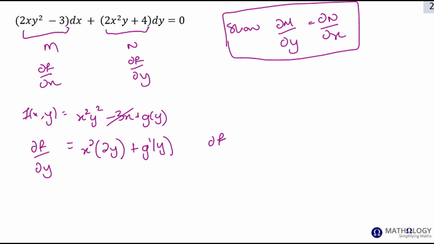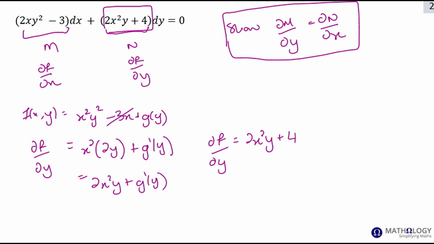And we know that the partial of f with respect to y, which is n, is this expression here, 2x squared y plus 4. So we have two expressions. I'm just cleaning this up. This is 2x squared y plus g prime y.